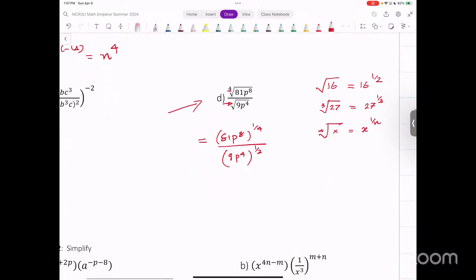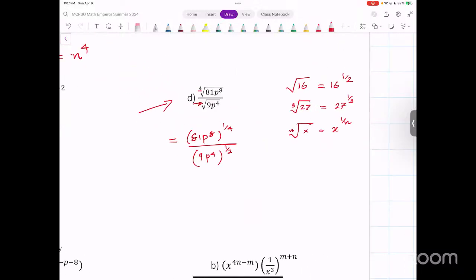Are you seeing the picture? All right. Now we're going to apply the distributive property of the powers. So it's 81 to the power of 1/4 times p to the power of 8 times 1/4, divided by 9 to the power of 1/2 times p to the power of 4 times 1/2. Everyone doing that, so far so good? Using your calculator, can you tell me what 81 to the power of 1/4 is?